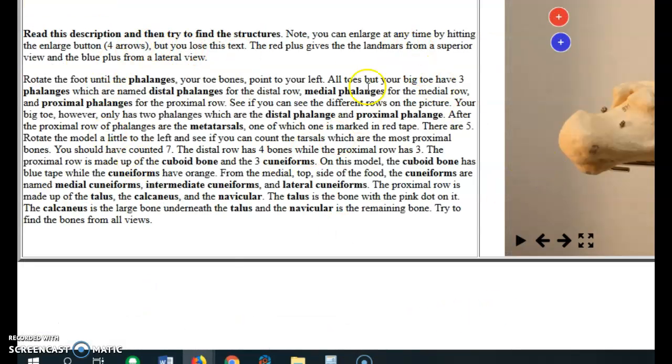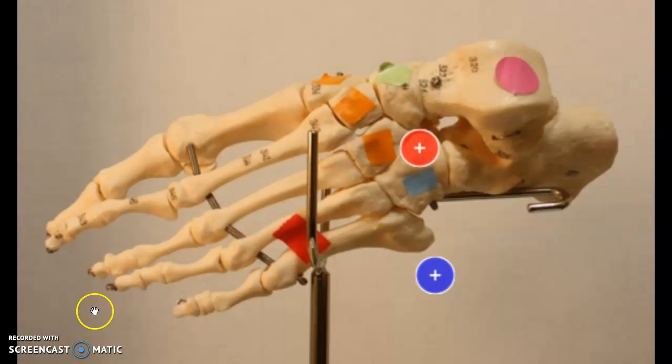So, again, like the hand, I typed it out instead of giving you bullet lists, but it's the same idea. You're finding all the bones of the foot. So you start with the inferior view. I flipped it around to the superior view.